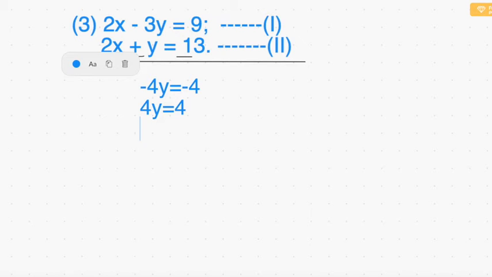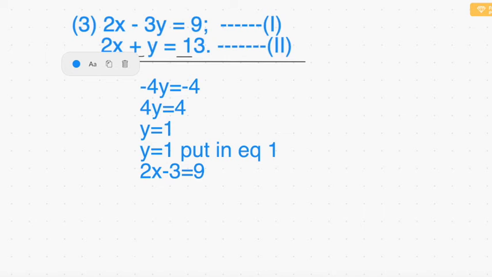To derive the y value, I have to do a division. Divide by 4 on the left hand side and on the right hand side. So y is equal to 4 divided by 4, which is 1. So I got y is equal to 1. Let me put y is equal to 1 in equation 1 to derive the x value. So I'll get 2x minus 3 into 1, which is 3, is equal to 9. So 2x is equal to 9 plus 3, which is 12. So x is equal to 12 divided by 2, so x is equal to 6. That's the answer I got: x is equal to 6 and y is equal to 1. So this was the solution for the third one.